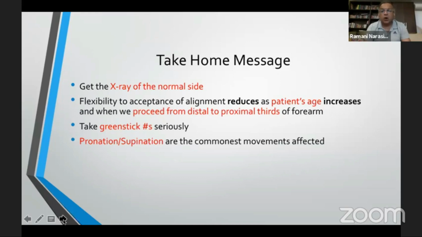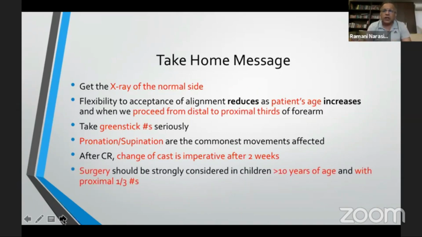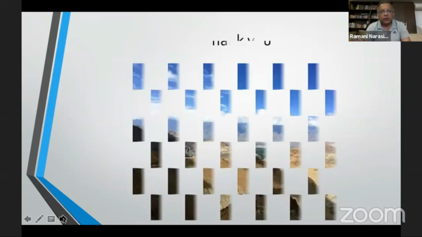Pronation or supination are the commonest movements involved. This is very important. We have to understand that. After close reduction, change of cast is imperative after 2 weeks. It's important to understand that the initial cast might be loose, and sometimes you deliberately put a loose cast in order to take care of the swelling. But at the same time, you have to be aware that the fragments need to be properly manipulated if necessary in terms of loss of angulation, and we have to maintain the interosseous space after 2 weeks so that you get a good outcome. Surgery should be strongly considered in children more than 10 years of age and with proximal 1/3 fractures. Thank you very much.